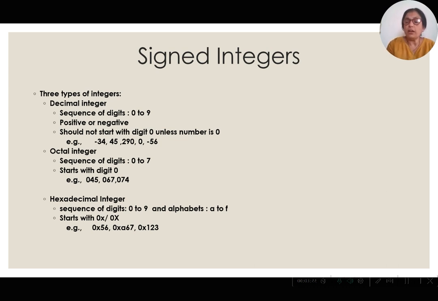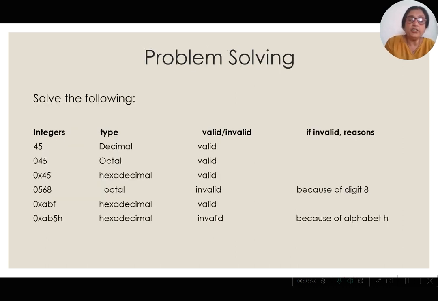Okay, now let's find out which are the valid integers. Just see here, 45 is decimal and it's valid. 045 is octal, it starts with 0, that's why it is octal, and it is valid. 0x45 is hexadecimal, it is valid. 0568 is octal but it is invalid because of the digit 8. 8 is not allowed in an octal integer. Now 0xabf is valid. 0xab5h is invalid, because h is not a valid hexadecimal digit. Okay, that's about our signed integer.